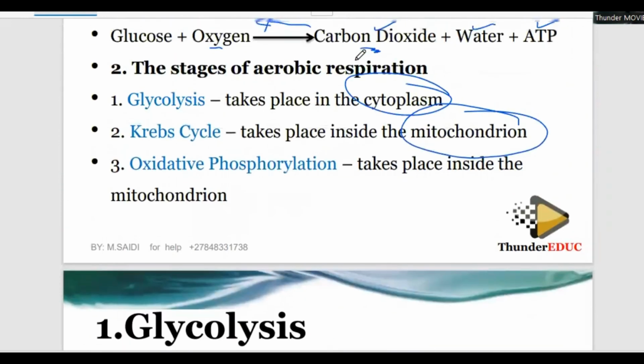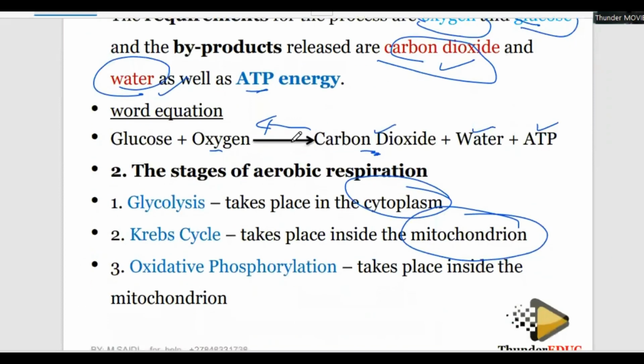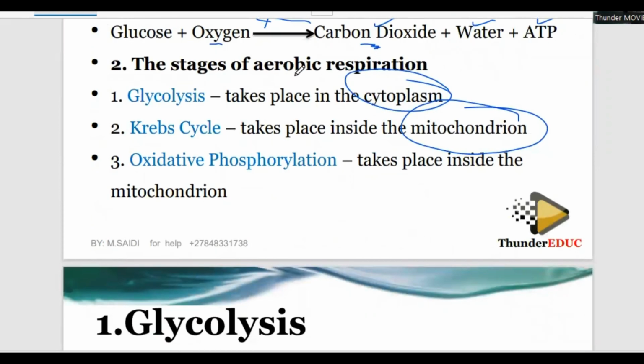Don't forget that last time we talked about the 3 stages which are involved in respiration, and here we are talking about aerobic respiration. Remember that respiration is divided into 2: aerobic respiration and anaerobic respiration. Aerobic respiration is whereby oxygen is used during the process, while in anaerobic respiration, oxygen must be absent.